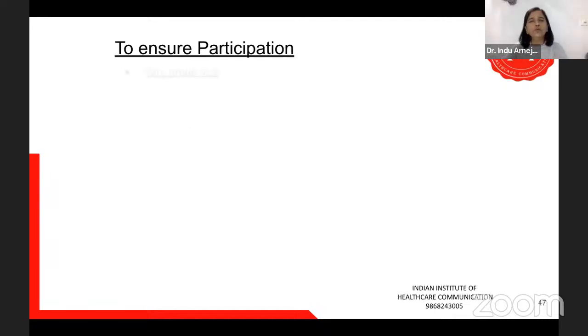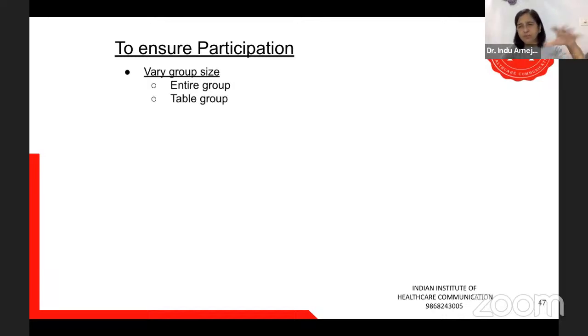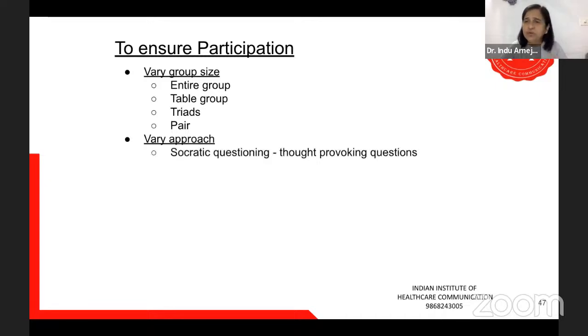Okay. To ensure participation, like this was also suggested by one of you when we were discussing, you could vary the group size. So sometimes you can give an activity which covers the entire group. You could do an activity where you involve people sitting across the table, or you could make them three people at a time. You could even pair them and do an activity. So if you keep changing the group size or the interaction size, you will see that they stay active and engaged. You could even vary your approach.